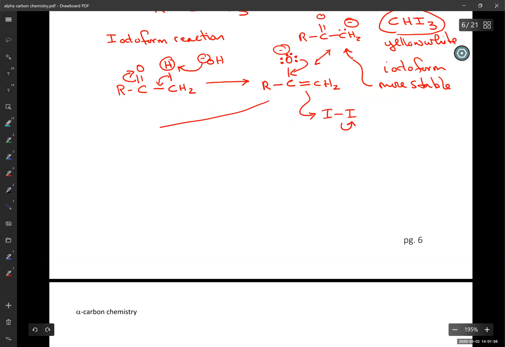So now we're going to get this. And the reason we're using an excess is we're going to end up replacing all the hydrogens. That's what I was thinking to myself. Do I want to draw them all out? I don't really want to draw them all out. Eventually, you'll get to this guy. Again, time-saving measures.